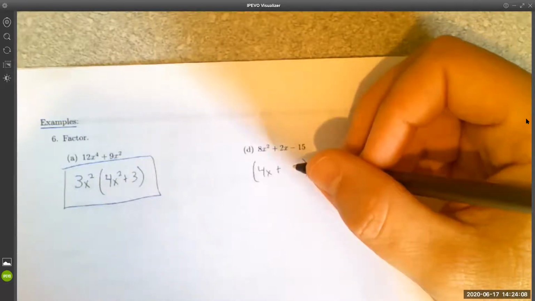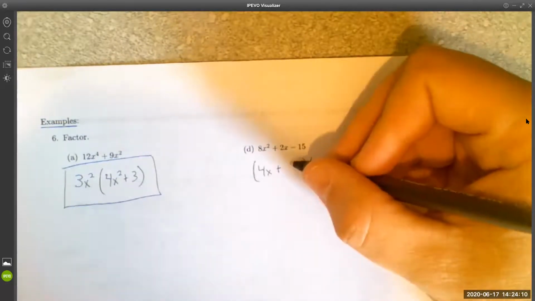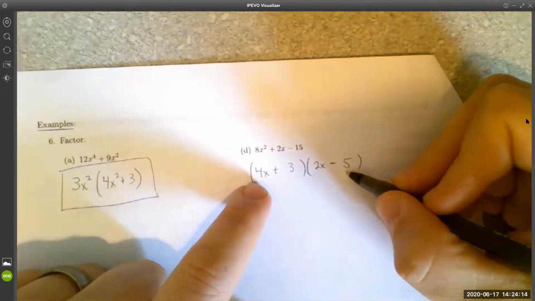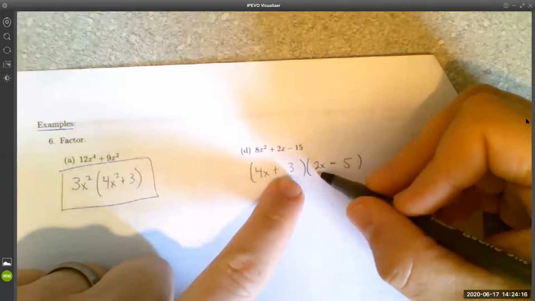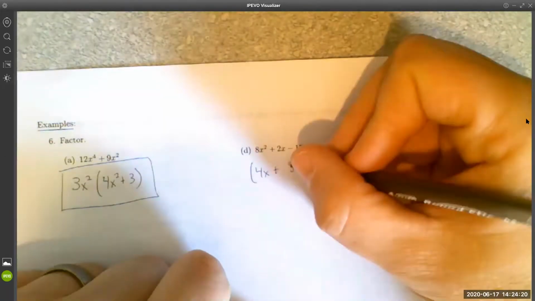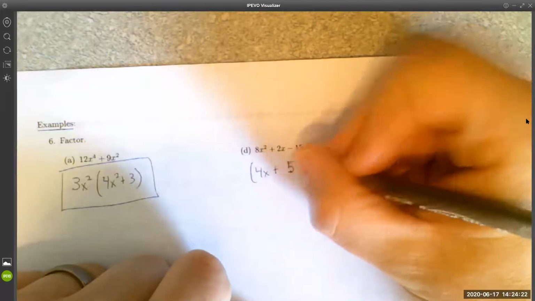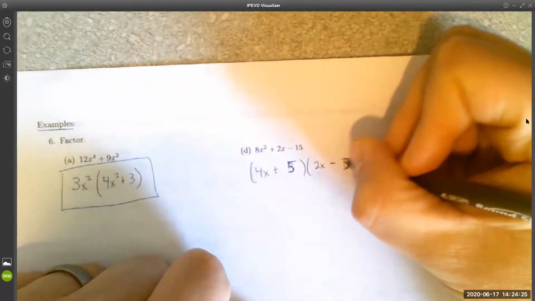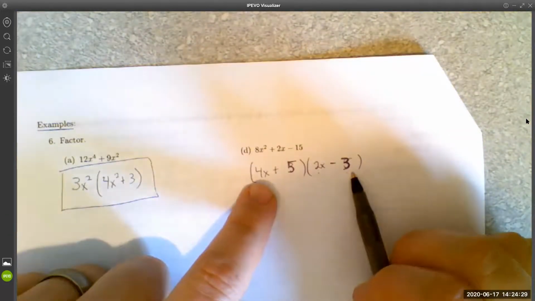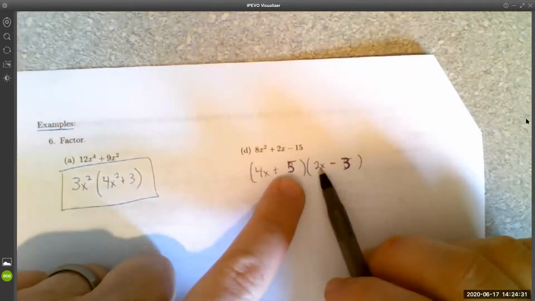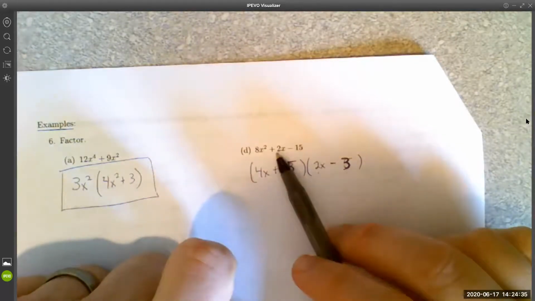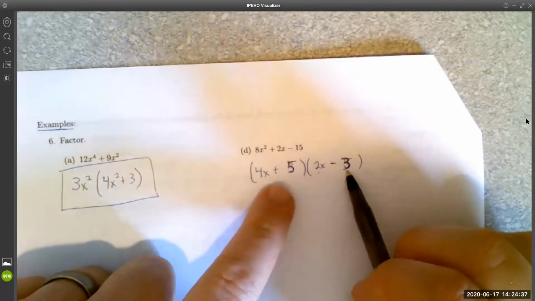So let's see, if I do 3 here and 5 there, I'm going to get negative 20 plus 6. That's not going to give me the 2 that I'm looking for in the middle. If I switch them up, I'm going to get negative 12 plus 10. Negative 12 plus 10 is negative 2. I'm looking for a positive 2. So this isn't quite right, but it's close.